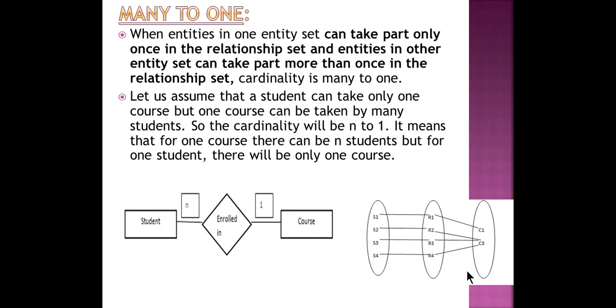From the side C, if you read, that is many to 1. From the side S, if you read, that is 1 to many.